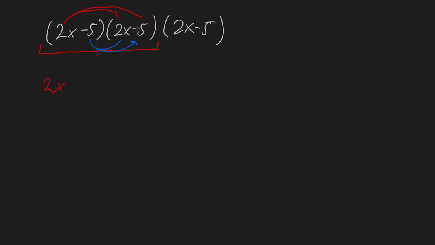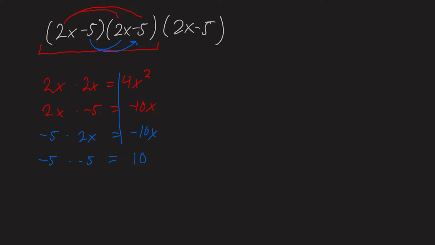2x times 2x gives us 4x squared. 2x times negative 5 gives us negative 10x, okay? Negative 5 times 2x gives us negative 10x. Negative 5 times negative 5 gives us positive 10. Hey guys, Future Meek here, editing the video, realizing the absolutely horrendous mistake I made right here. Just pretend that 10 equals 25, the actual correct answer.